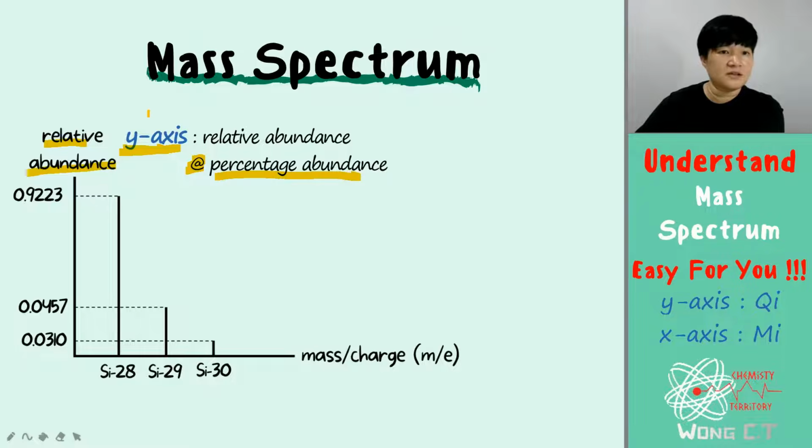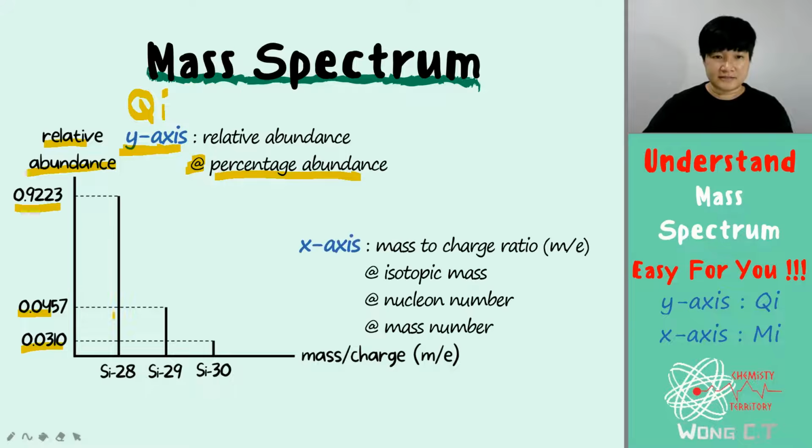In other words, your y-axis will be your Qi, your isotope abundance. So all this value is your isotope abundance, okay? Next is your x-axis. Your x-axis will normally be labeled as mass to charge ratio, or m over e. The m over e is also your isotopic mass, or nucleon number, or mass number. All that is the same.